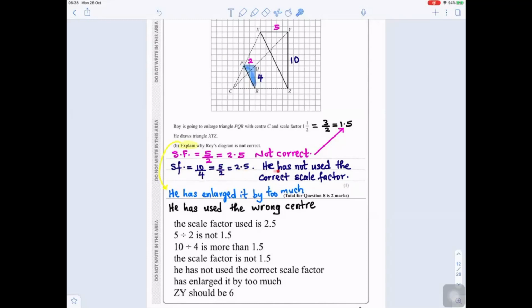So he has not used the correct scale factor. Or you can say he has enlarged it by too much. Or he has used the wrong center. So the scale factor used is 2.5 and not 1.5. That's the main reason.